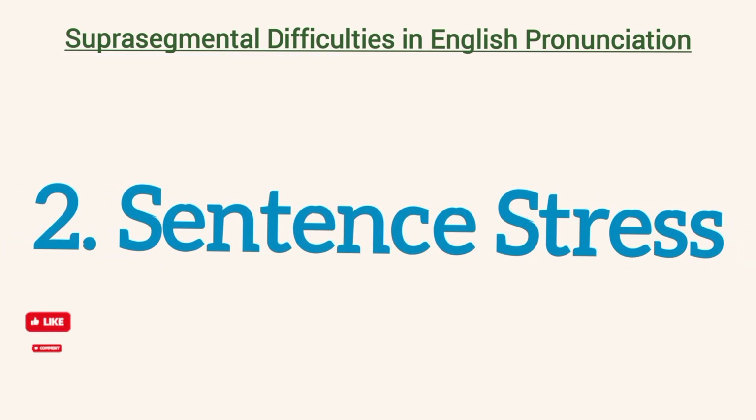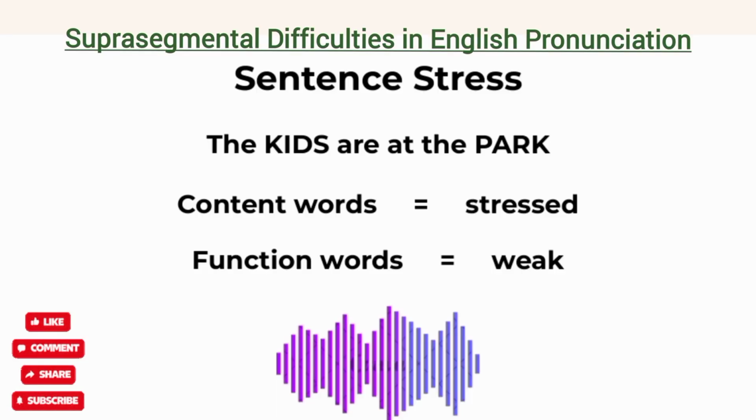2. Sentence stress. Sentence stress refers to the emphasis placed on important words in a sentence. In English, content words such as nouns, verbs, and adjectives usually receive stress. Function words such as articles and prepositions are usually weak. For example, in the sentence, I bought a new car yesterday, the word car receives the main stress.